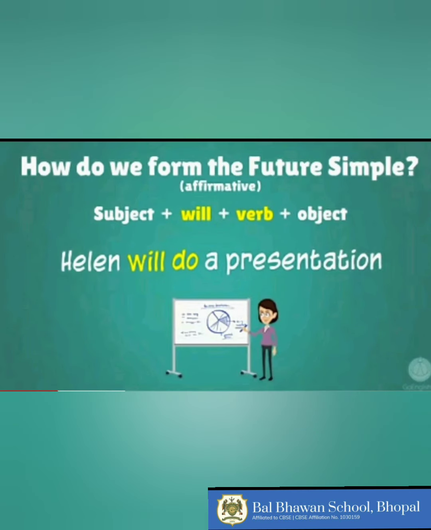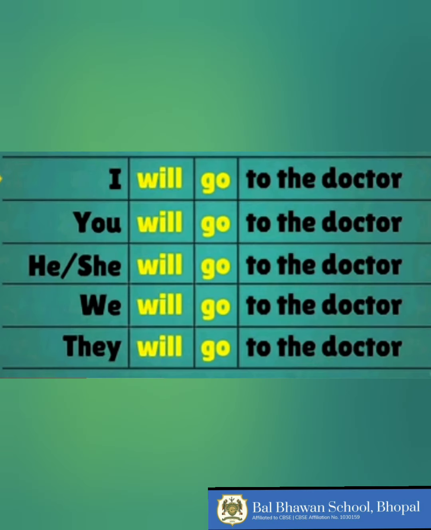Let us learn how to form a future simple tense. Subject plus will plus verb plus object. Students, note the golden rule of the simple future tense. That is, we use will with both singular and plural pronouns or subjects. I will go to the doctor, you will go to the doctor, he, she will go to the doctor, we will go to the doctor, they will go to the doctor. These are the examples where it is made very clear.